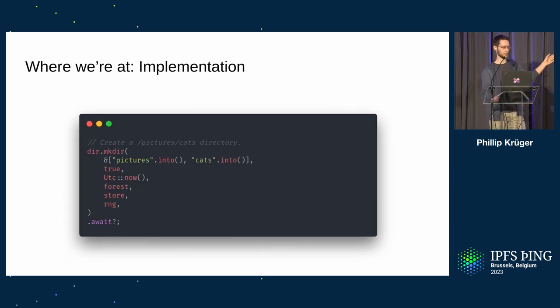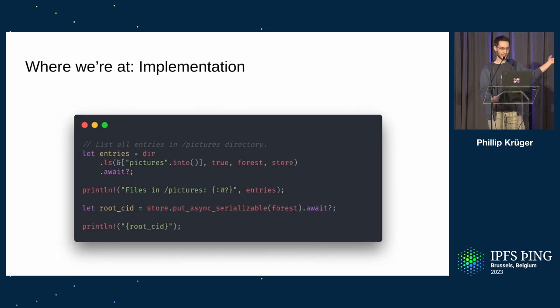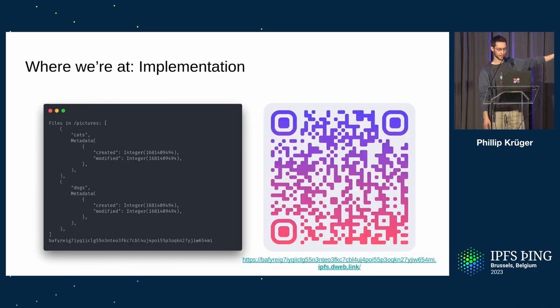You can create some stuff in this directory. For example, here's an mkdir command that creates a pictures/cats kind of directory. You also give it the time at which it was created and all of the access to all of the things that it needs. You can write some data to it. For example, here's a picture of Billy the dog. Actually, it's not a picture. It just says hello world, but I couldn't fit the picture quite in there. And then you can do something like ls and read what's inside of the pictures directory and print that. And finally, you can serialize the whole file system and get the root CID, and that's something you could send to a pinning API, for example.